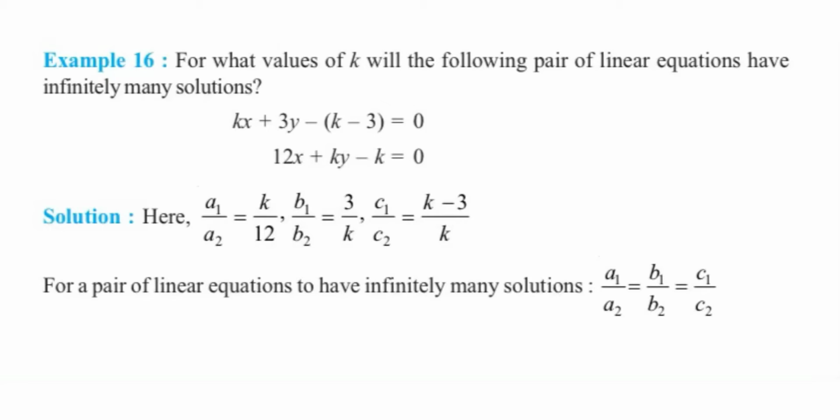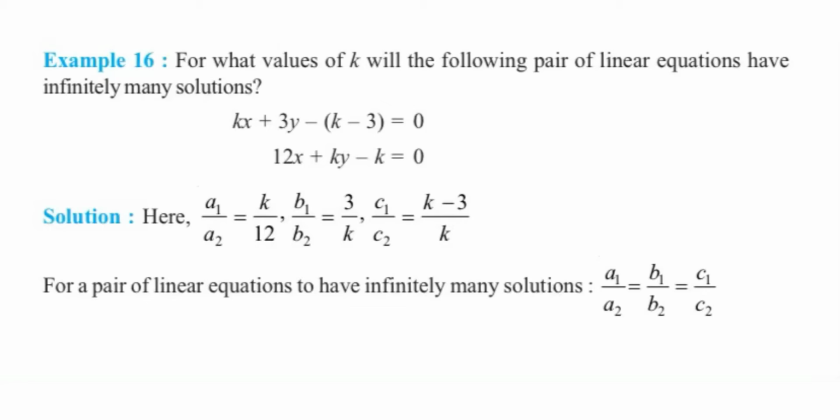So, first of all we will find a1 upon a2, b1 upon b2, c1 upon c2. For this we have to compare equation 1 and equation 2 with the standard form, that is a1x plus b1y plus c1 is equal to 0 and a2x plus b2y plus c2 is equal to 0.